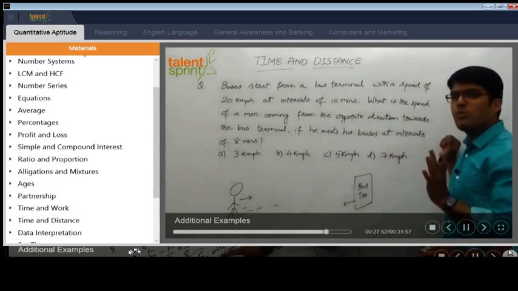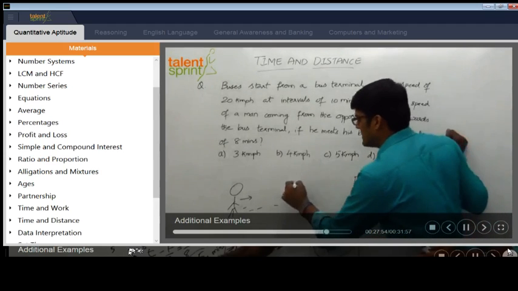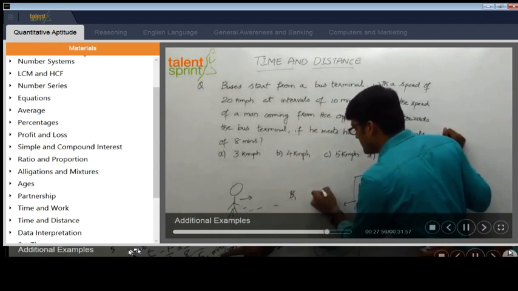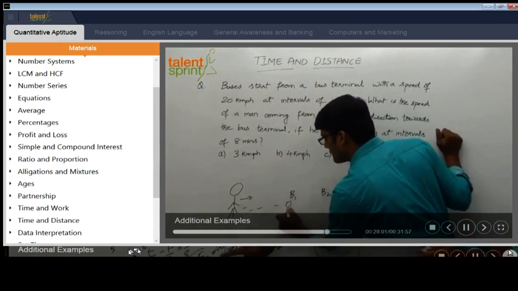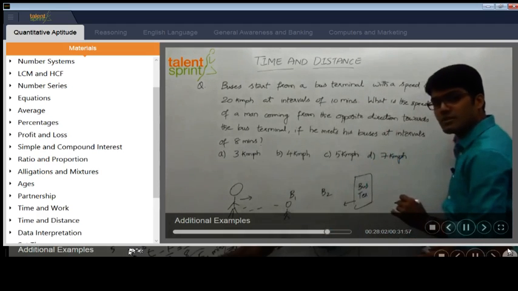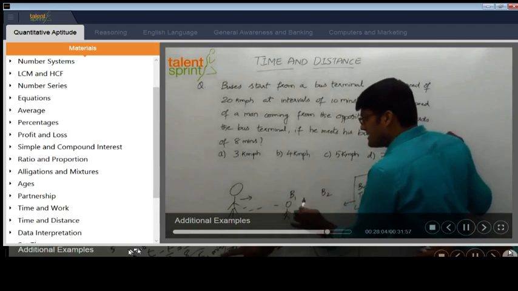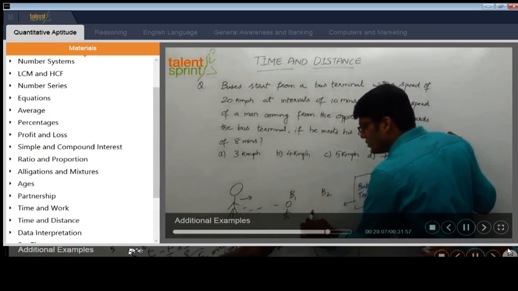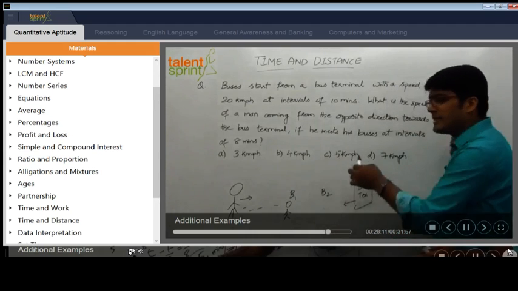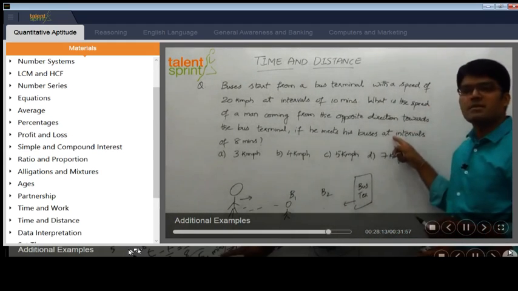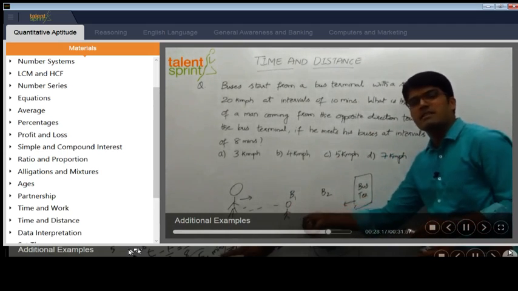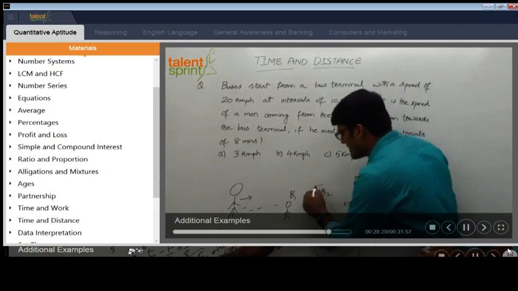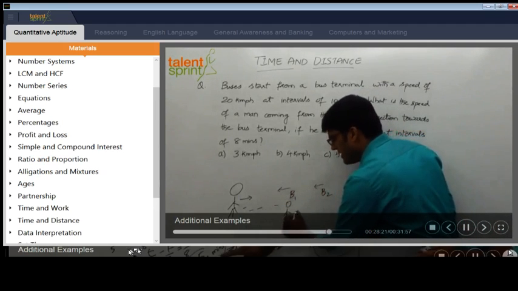Now let's take two buses. Let's understand what happens here. Let's say this is bus 1 and this is bus 2. The man has met bus 1, right? What does the question say? To meet bus 2, it takes 8 minutes, right? He meets the buses at intervals of 8 minutes. So he is at bus 1 now. To meet bus 2, he will take 8 minutes. After 8 minutes, he will meet bus 2. The buses are moving in this direction, both the buses, and the man is moving in this direction.